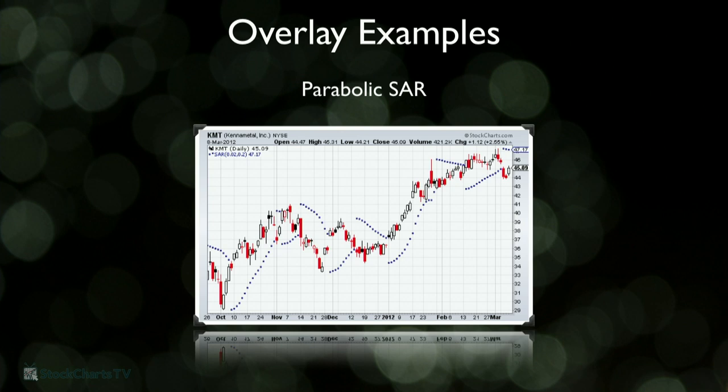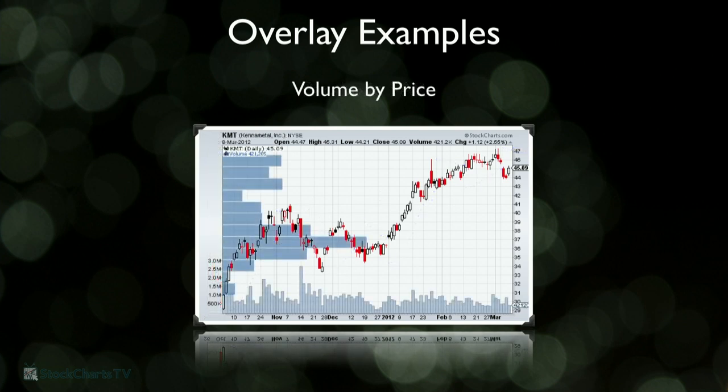Another kind of overlay, which looks very dissimilar to everything else we've just seen, is parabolic SAR dots. SAR stands for stop and reverse. And this indicator basically calculates where you might want to put your stop point when you buy a stock, and then at what point you might want to sell it. You absolutely need to read more about all of these indicators in chart school before you do something that simple. But parabolic SAR is a really interesting one to look into.